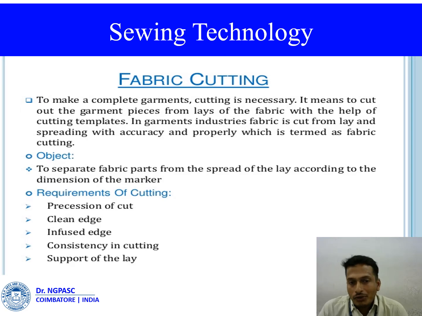The objective is to separate the fabric parts from the spread of the lay according to the dimensions of the marker. For example, with a polo t-shirt we have two sleeves, front and back, and neckline, whatever it is. So we have to separate the pattern. First we mark the front body, and then the back body. Finally, we mark the neckline, then the sleeve length and the armhole length.